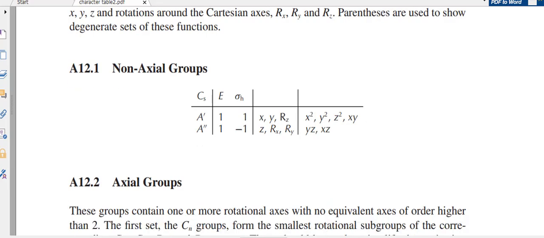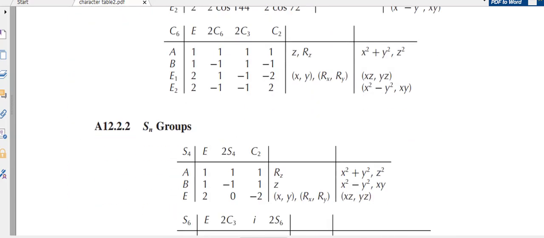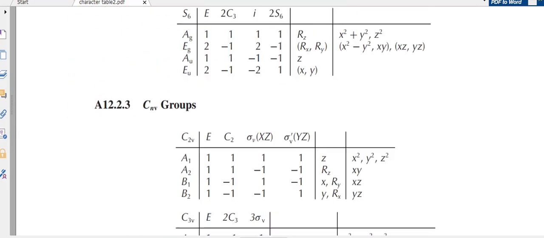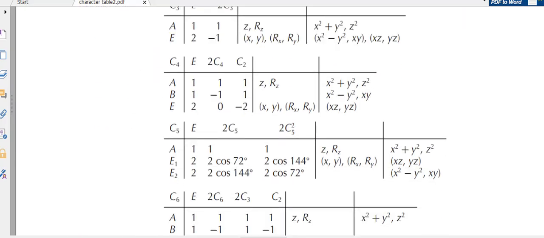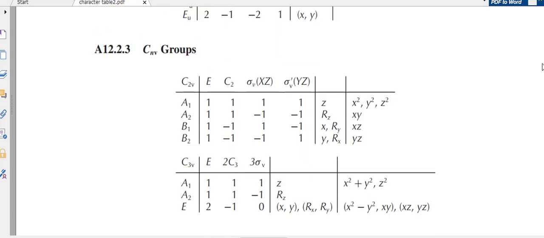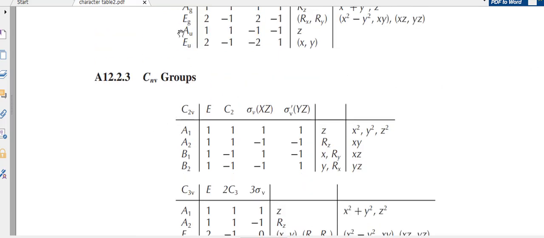Today we are going to see an introduction to character table. What is character table? A table like this is character table. When we say a table like this is character table, what are the essential ingredients of a character table? We will take some examples, say C2V, and see what are the essential ingredients of a character table.